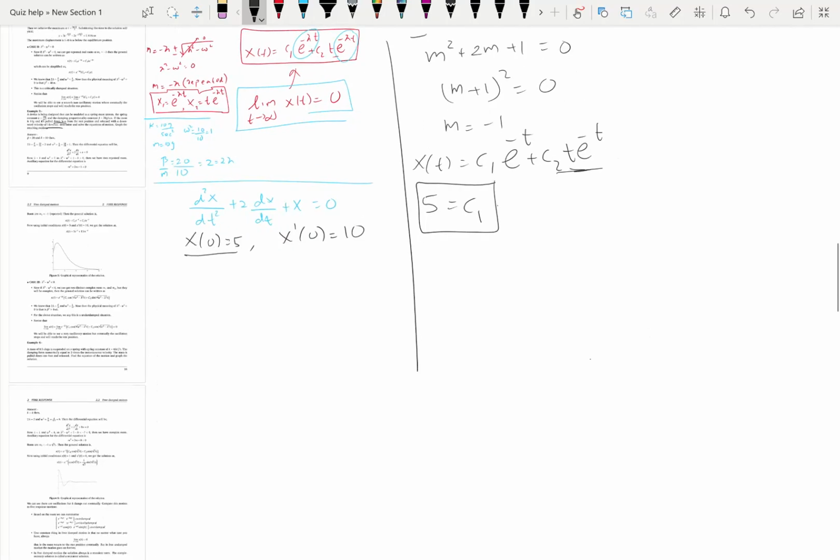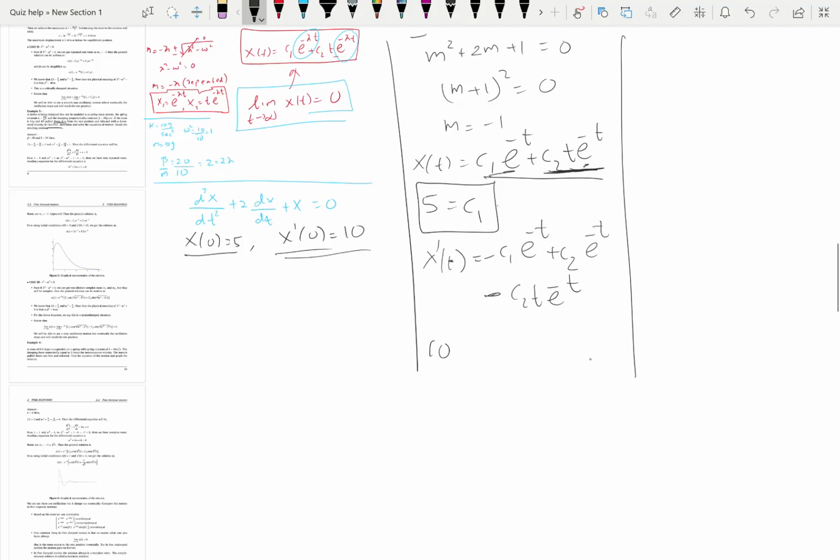Great, right? So let's find c2. Then you have to use the second condition. So you have to find x prime, because the second condition is for x prime. Oh, well, that's going to be a little bit difficult. If you want to differentiate this, here the negative comes out, so negative c1 e to the negative t. Here you have to use the product rule. So if you differentiate t first, it's c2 e to the negative t, plus differentiate e to the negative t, so this is negative c2 t e to the negative t. So that's x prime.